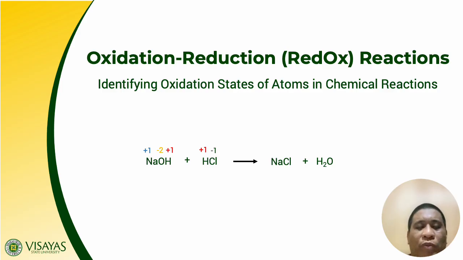Then we have sodium chloride. So we know that chloride is negative 1. We also know that sodium is positive 1. And then for water, we know that hydrogen is plus 1. There are 2 hydrogens there, so all in all that's plus 2. And we know that oxygen is negative 2, and that will equate to 0. So this is how you apply the identification of oxidation states of the atoms in a chemical reaction.